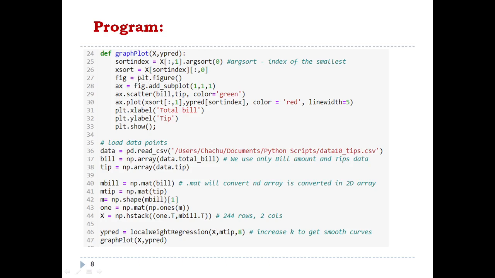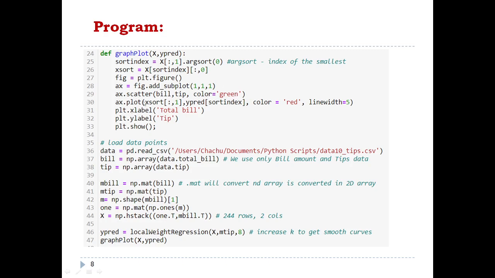Then we'll call the matplotlib function plt.figure to plot the graph, and we'll call the function add_subplot to plot the first graph by taking one row and one column. Then we are going to scatter data points. Here in the x-axis we will take the bill amount, and in the y-axis the tips amount, and we want those data points to be in green color. We'll scatter those data points on the graph.